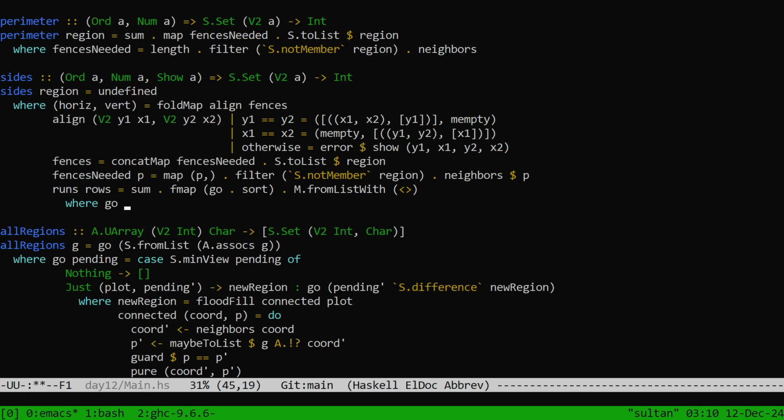So weirdly, go of walls is 1 plus length, filter not equal 1, of zipWith flip minus of walls and tail walls. I think this sort of makes sense.